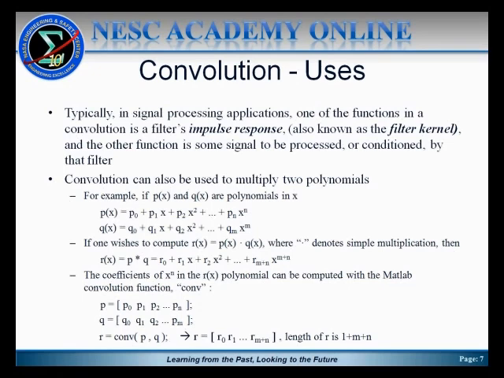Another way to do this with convolution is you define arrays of the coefficients of the polynomial p and the coefficients of the polynomial q, and compute r using the convolution function that you might find in MATLAB or Octave or other analysis packages. You could then compute r as the conv of p comma q. And then it would actually return to you the coefficients of that multiplication of p of x times q of x.